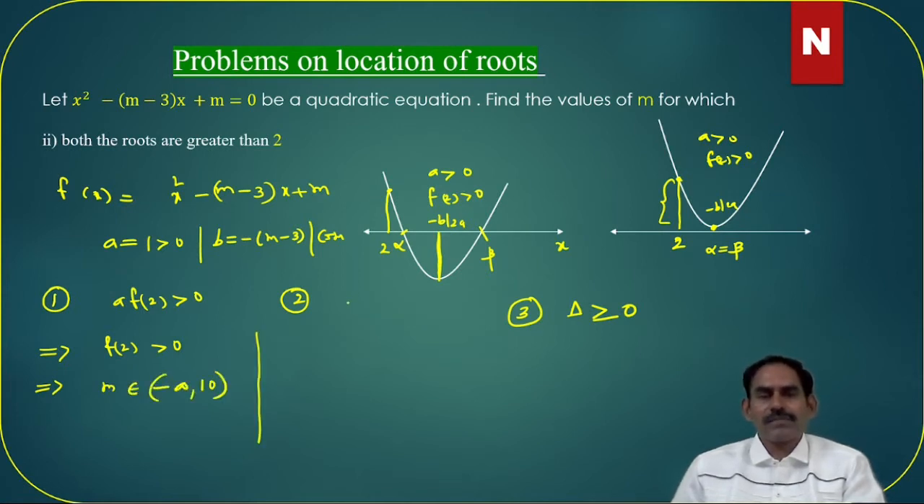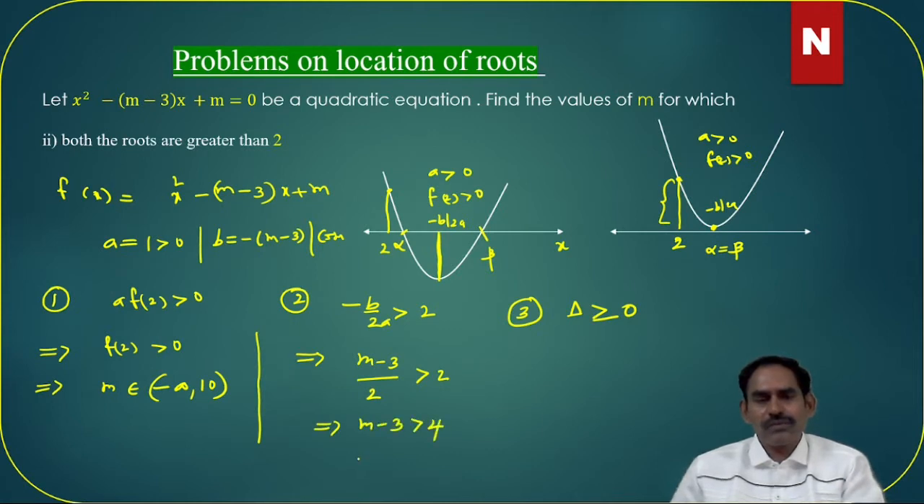The second condition is minus b by 2a greater than 2. That implies minus of (minus (m minus 3)) by 2a, with 2a being 2 since a is 1, is greater than 2. So m minus 3 is greater than 4, m is greater than 7. That implies m belongs to 7 to infinity. That was condition 1 and condition 2.